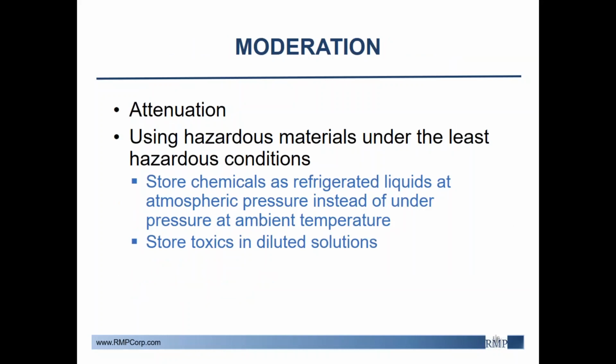So the next principle is moderation, also known as attenuation, which involves using hazardous materials, but storing and processing them under the least hazardous conditions. An example of this is storing chemicals as refrigerated liquids at atmospheric pressure instead of under pressure at ambient temperatures. This reduces the risk of overpressure scenarios and potential chemical releases or explosions. Another example is to store toxic substances in dilute solutions, like aqueous ammonia, which is used in many applications over anhydrous ammonia due to its inherent safety.